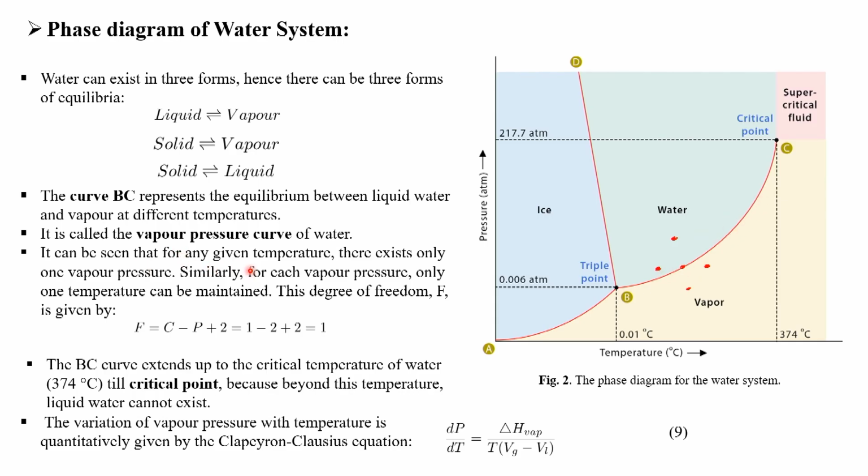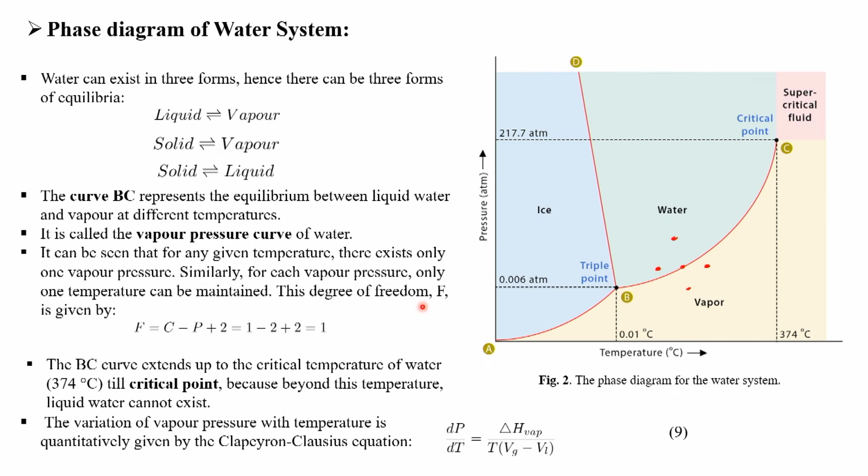It can be seen that for any given temperature there exists only one vapor pressure. Similarly, for each vapor pressure only one temperature can be maintained. As I mentioned, at a particular temperature there exists only one vapor pressure. So this is the vapor pressure along this line, the vapor pressure at this temperature. And similarly, for each vapor pressure, suppose you consider any point here, there is only one temperature that is maintained. So this is the temperature.